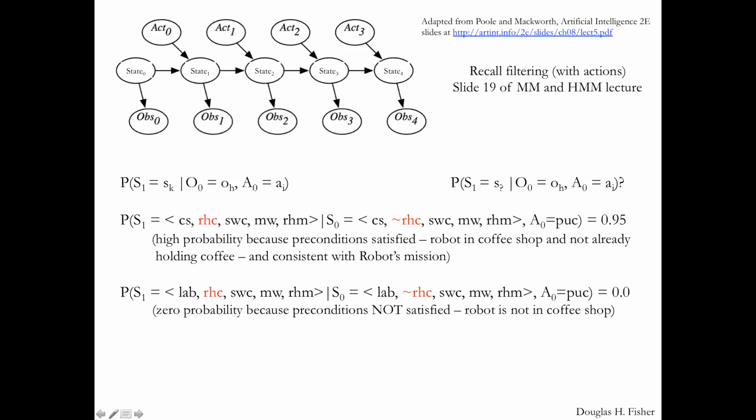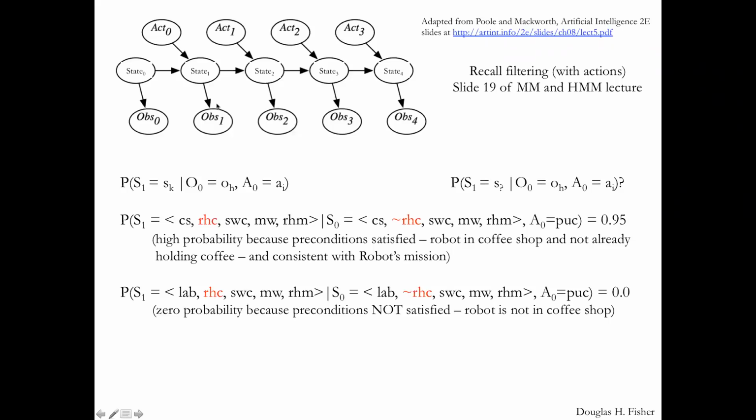But we can also have instances like this. The probability that the robot has coffee, is in the lab, Sam wants coffee, given that the prior state is the robot doesn't have coffee and the robot is in the lab, and the action is pick up coffee, the probability of that transition is going to be 0 because the preconditions for pick up coffee aren't satisfied in this case. Coffee can only be obtained from the coffee shop, it cannot be obtained from the lab. So in this case, it's 0 probability.